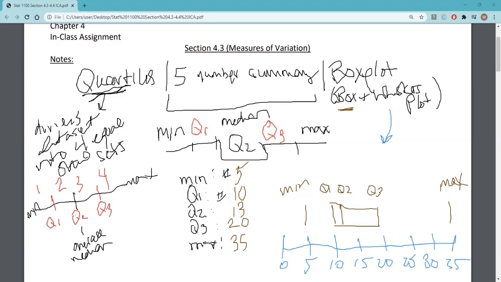And the whiskers are going to be from the box out to the minimum and the maximum. So imagine our cute little stat cat here. Right, so that's our little cute kitty. We have our box representing the quartiles, the minimum, and the maximum are our whiskers. Let me clear the screen to move on to percentiles.